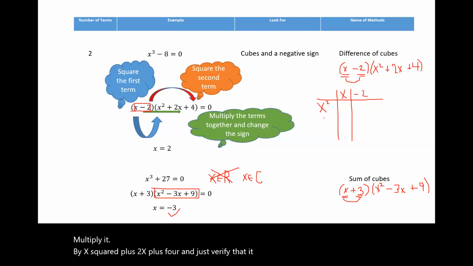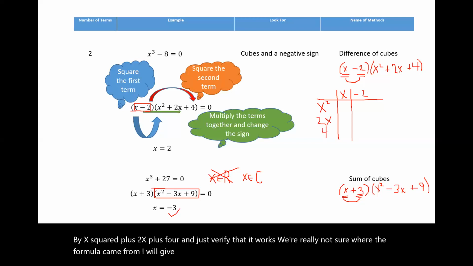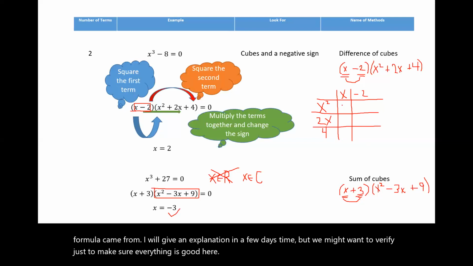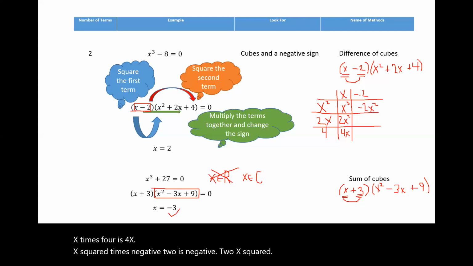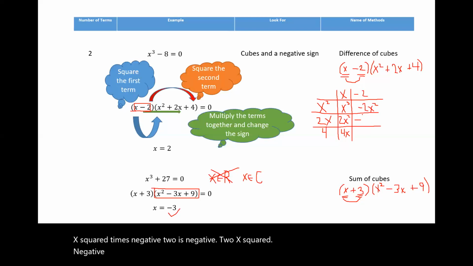We're really not sure where the formula came from. I will give an explanation in a few days' time, but we might want to verify just to make sure everything is good here. So x squared times x is x cubed. X times 2x is 2x squared. X times 4 is 4x. X squared times -2 is -2x squared. -2 times 2x is -4x. -2 times 4 is -8.